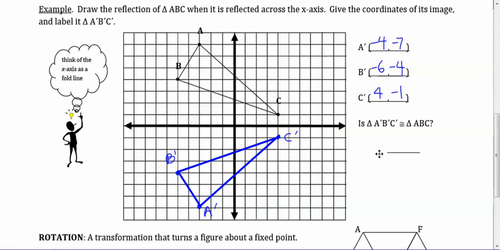Now there's a question here. It says, is triangle A prime, B prime, C prime congruent to triangle ABC? And yes, it is. It's an isometry. The before and the after should be congruent.